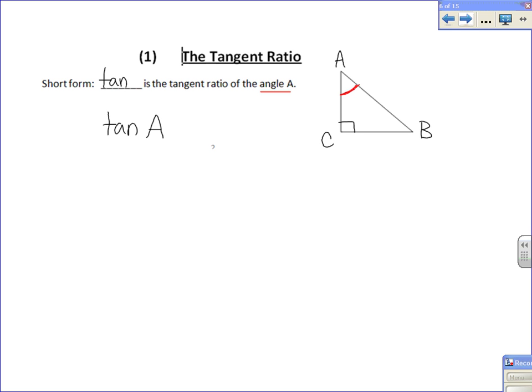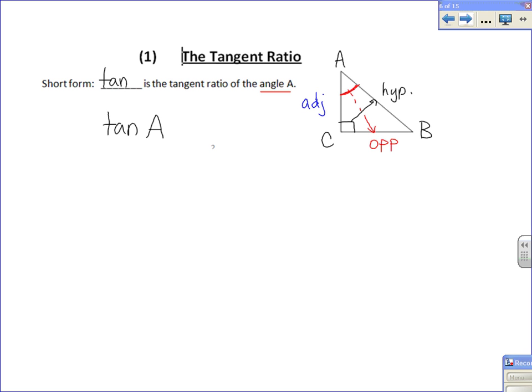The first thing I'm going to do is label my hypotenuse. That's right across from my right angle. Then I can label my opposite side, which is right across from the angle that I'm interested in. So the side across from angle A is my opposite. And finally, my leftover is the adjacent side right here. So I've labeled my triangle. If I had numbers for this triangle, I could plug them in. I don't, so for now I'm just going to write the formula for tangent of A.